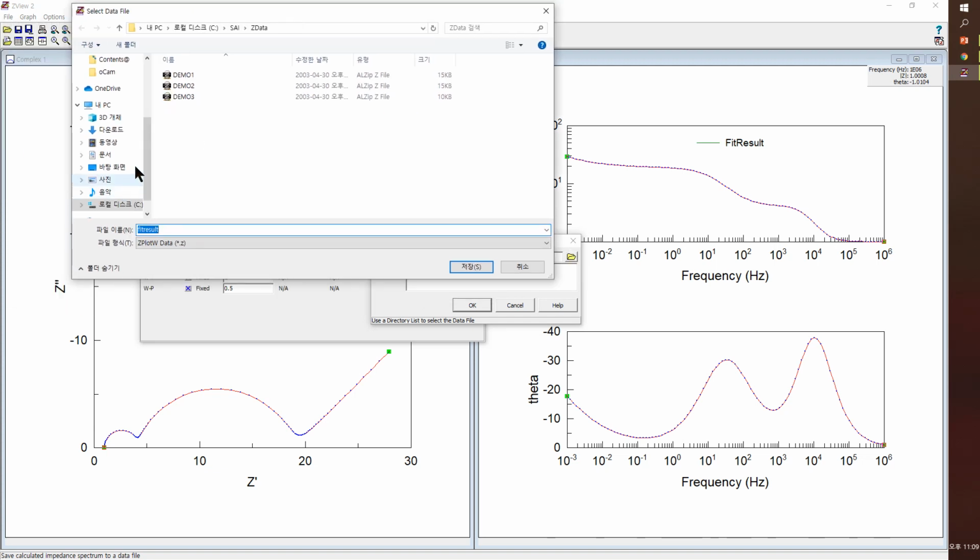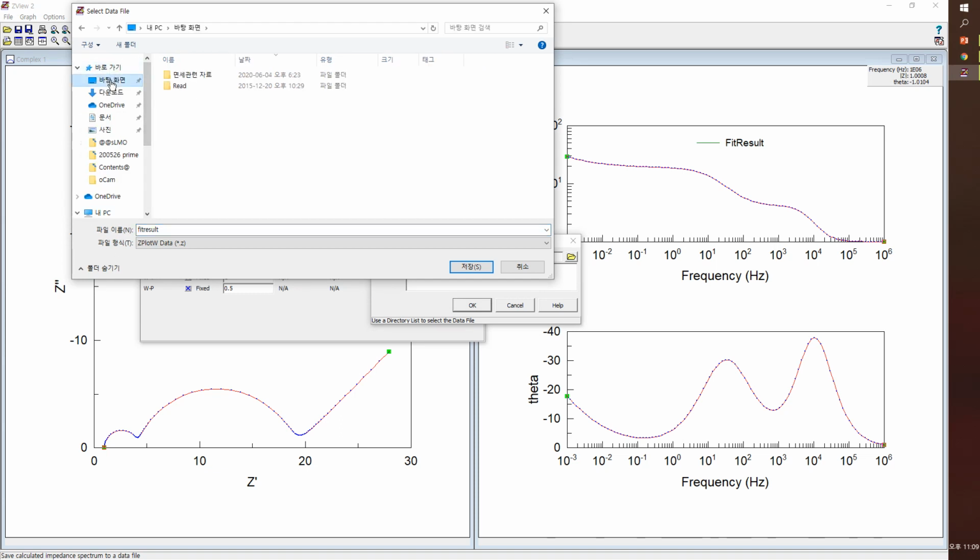I'd like to go to the desktop background, and then create a new folder, and let me name it example EIS.